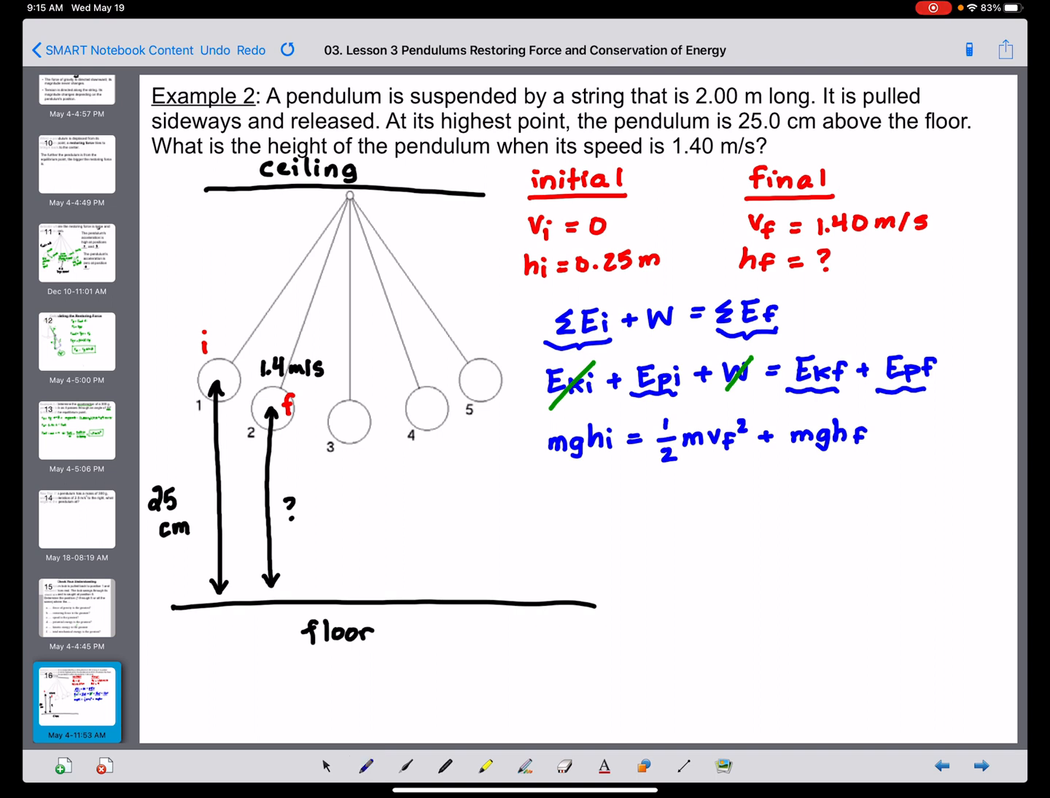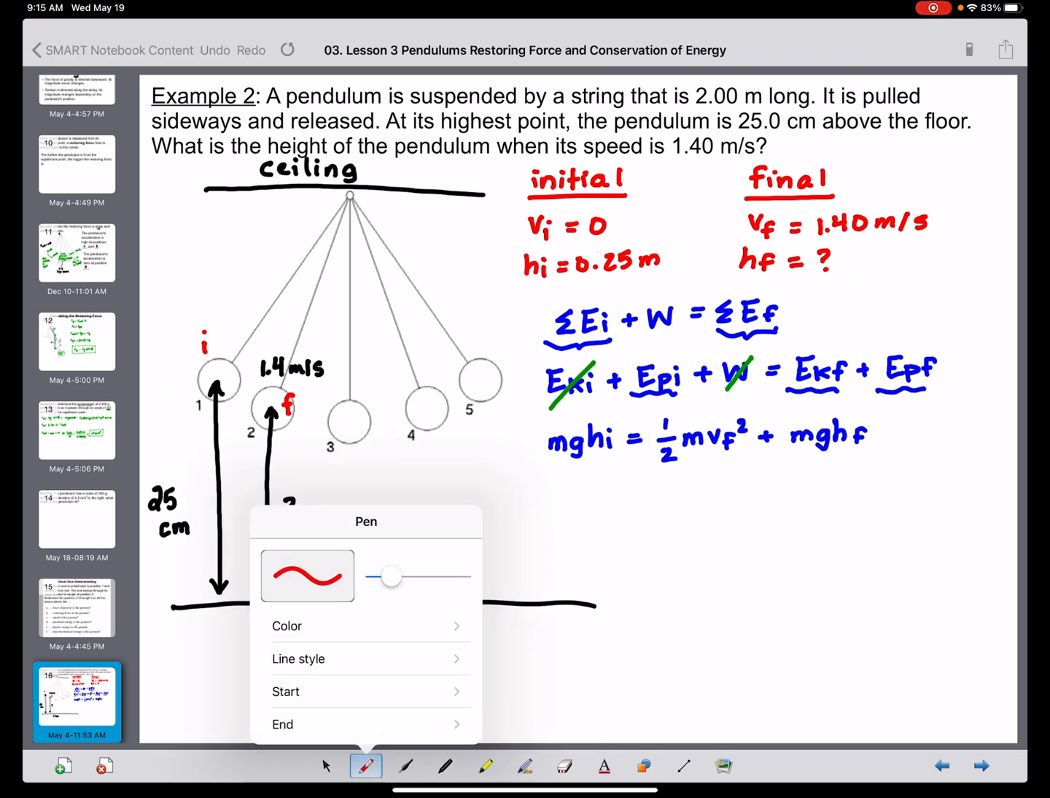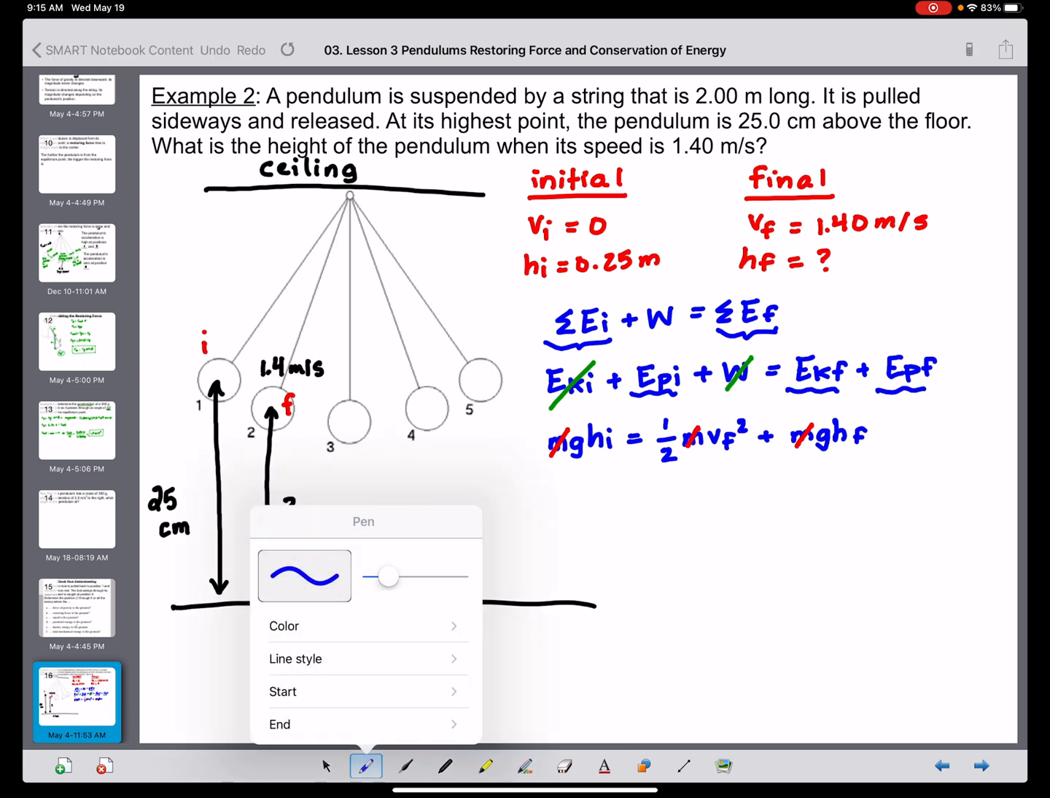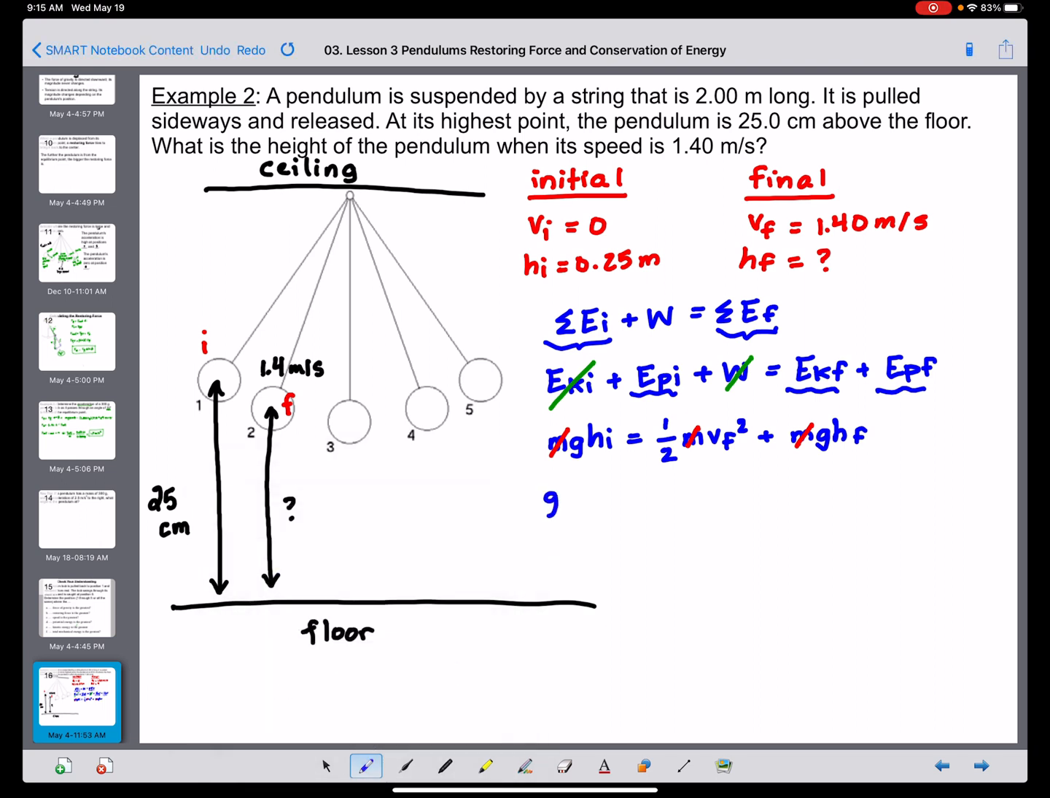Now, if we see mass in every term, we can cross mass out. So I do see mass in every term here. So I can cross that out, and now I'm just going to rewrite what the equation looks like without mass in it. So ghi equals 1/2 vf squared plus ghf.